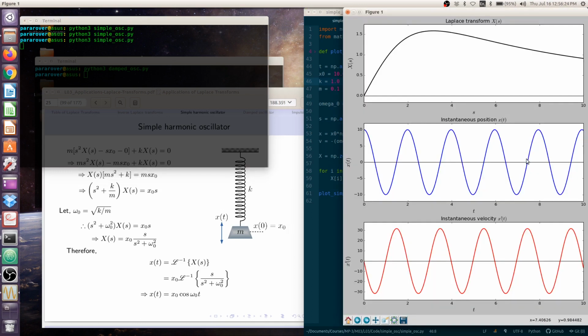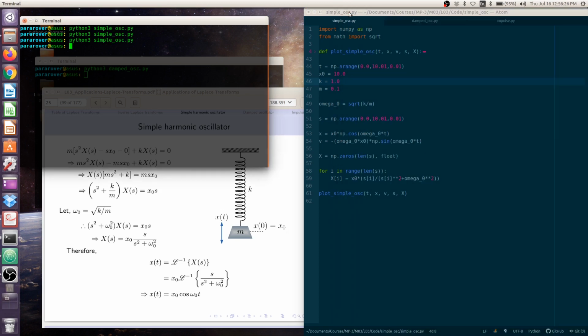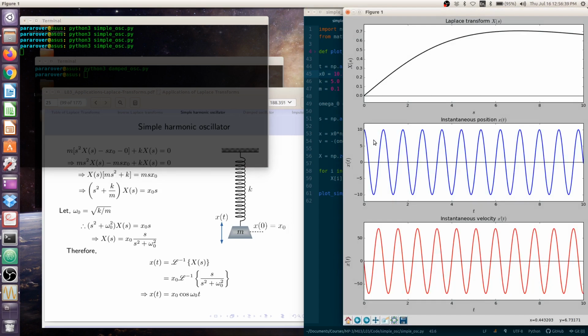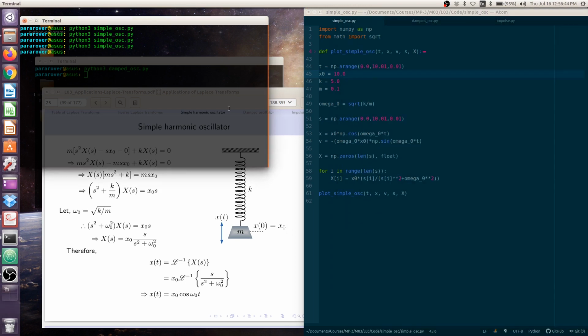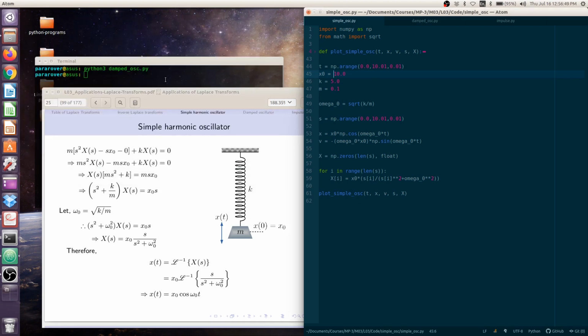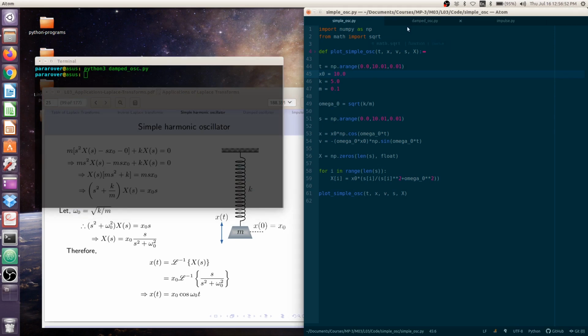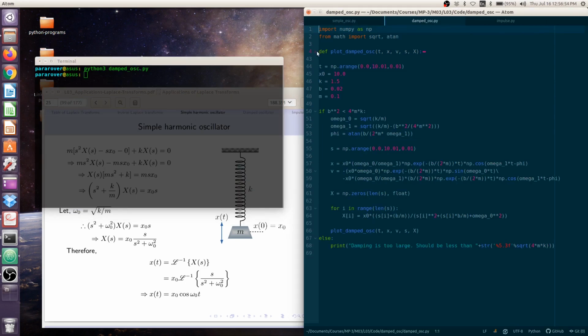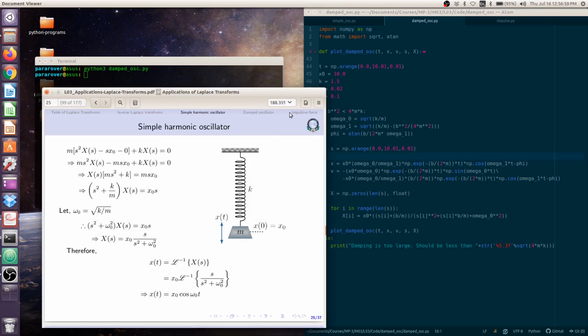Then you see the frequency will increase, because we expect the frequency to increase. If I make it, let's say, 5, we expect the frequency to increase, and it does increase here. So that is your simple harmonic oscillator. Next we go to the damped oscillator. This is the code for the damped oscillator. Once again, this is what it does. Let's see.